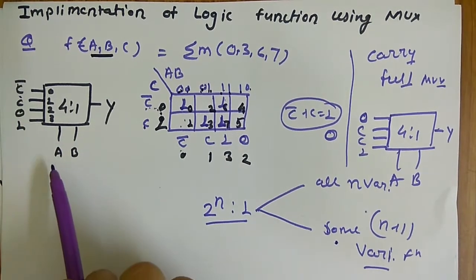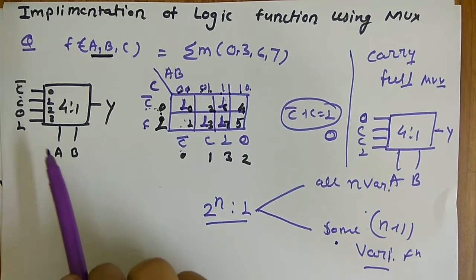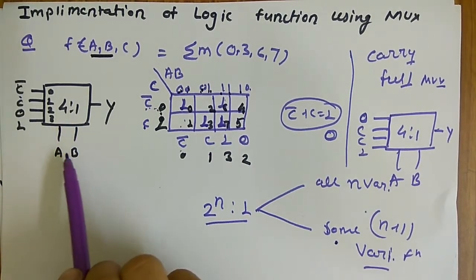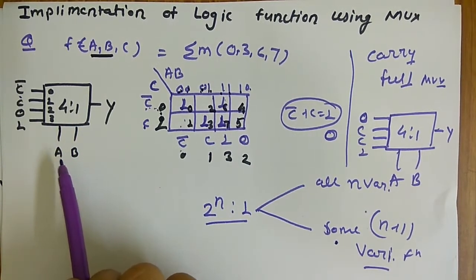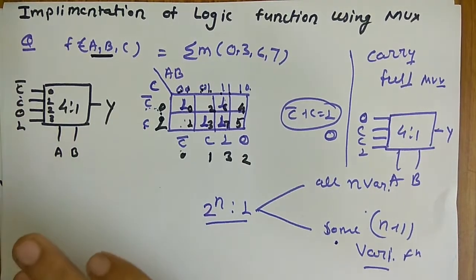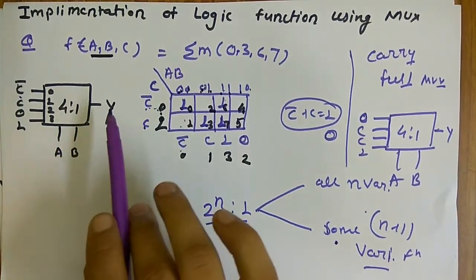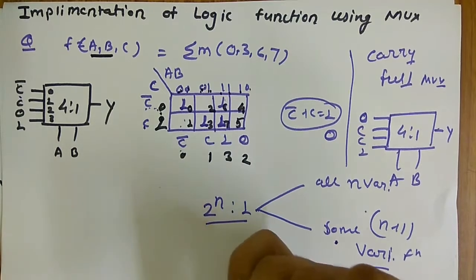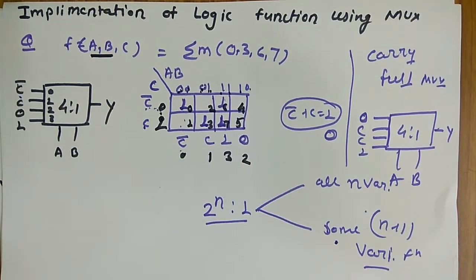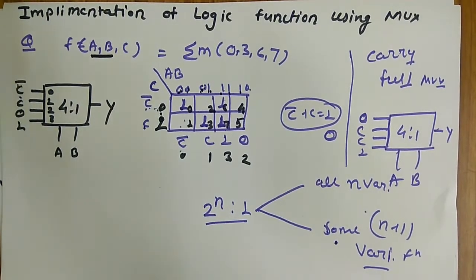But if you have to implement a two variable function using 4 raised to 1, then you don't need to worry about anything. Just write the truth table of that one, your output will be the same. So this is the logic behind it.